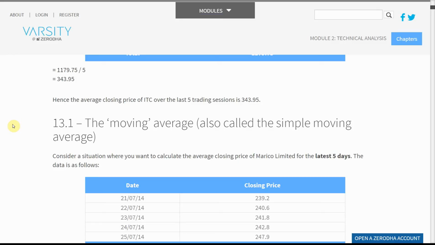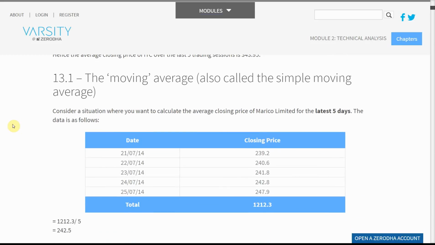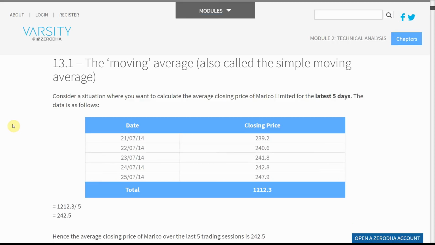13.1 The moving average, also called the simple moving average. Consider a situation where you want to calculate the average closing price of Marico Limited for the latest 5 days. The data is as follows.